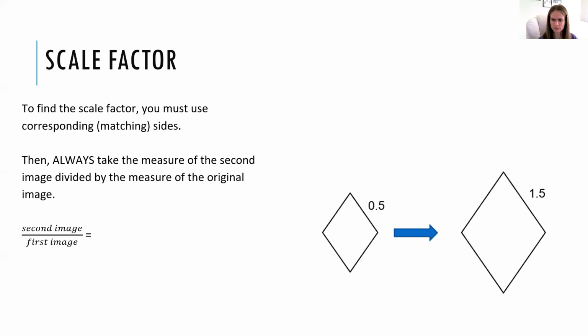All right, let's check this one out. This one's a little bit better. We have that arrow emphasizing it, and there actually is only one side provided. Sometimes that will happen. All right, let's set up our ratio here, set up our fraction. We need to ensure that the second image, the scaled version, is our numerator. And then the first image, our original, is our denominator.